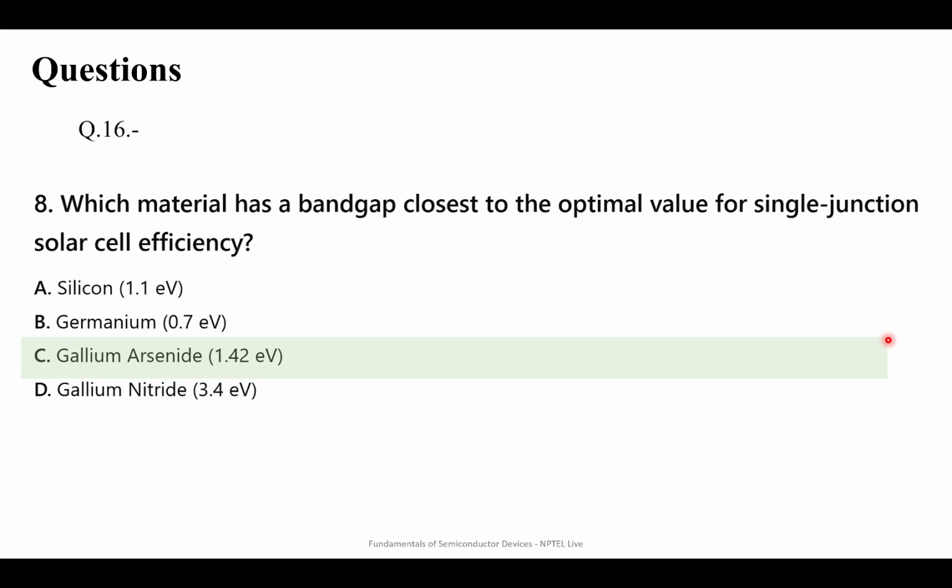So, sir, if the band gap is around 1.3 to 1.5, that will give the highest efficiency for a single junction solar cell. Yes. Okay, sir. The efficiency also depends on other material properties like your absorption coefficient, quantum efficiency of your material, and other things.